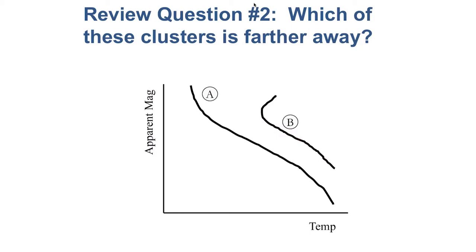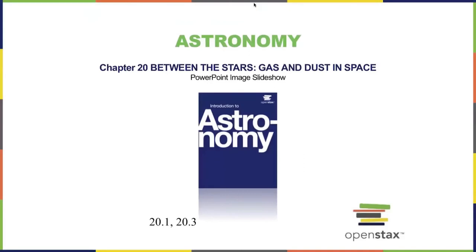Okay, so in this class, we are moving on to talk about how stars are formed. And I want to take a very brief foray into chapter 20, which is the interstellar medium, between the stars, gas and dust in space. A very brief foray. I've got 2 slides on this, so don't blink.